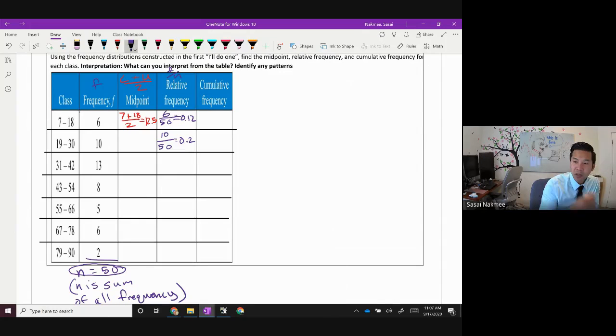Okay? And you do that for all of them, right? So this next one would be 13 over 50, and that's going to equal 0.26 if you plug that into a calculator. 8 over 50 is equal to 0.16. 5 over 50 is going to equal 0.1. This one is 6 over 50, which is 0.12. And the last one is going to be 2 over 50, or 0.04.